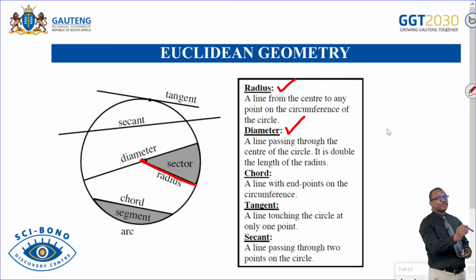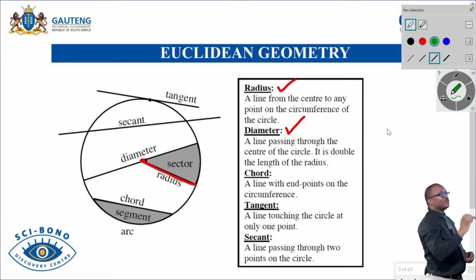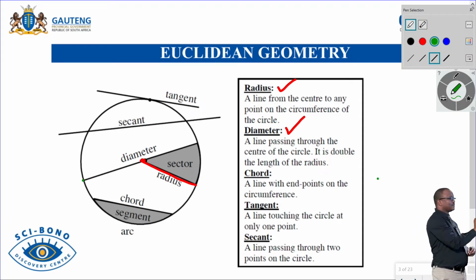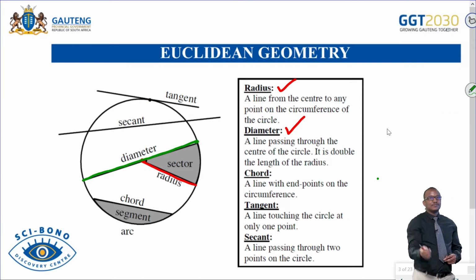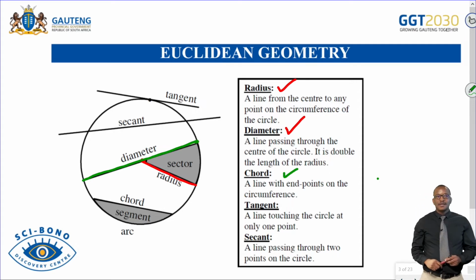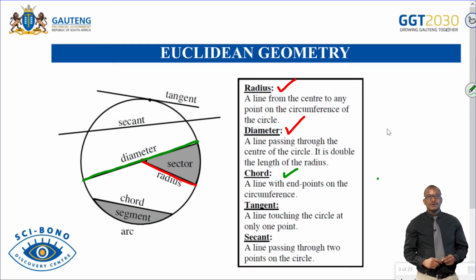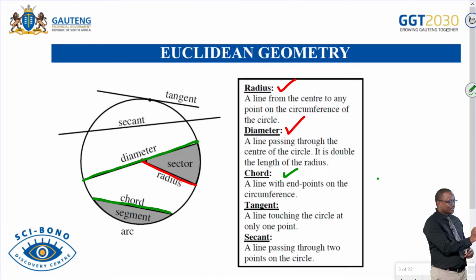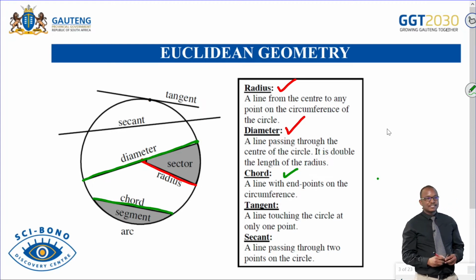So when we're speaking about our diameter, we're speaking about the line that is moving from one side of the circle, passing through the center to the other part of the circle. It must pass through the center and is touching the circle 2 times. Then from there we have a chord. A chord is a line with endpoints on the circumference, but it doesn't cut the circle. It's only touching the circle at 2 points and is not going through the center.